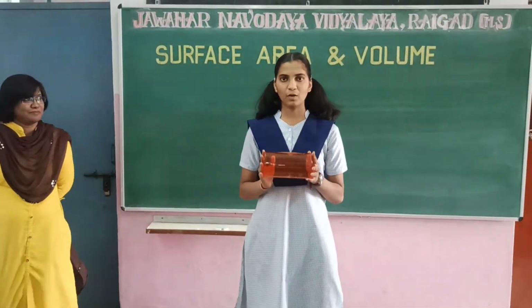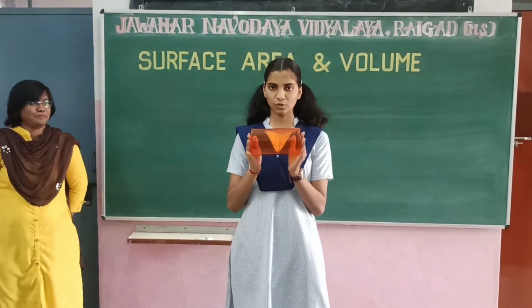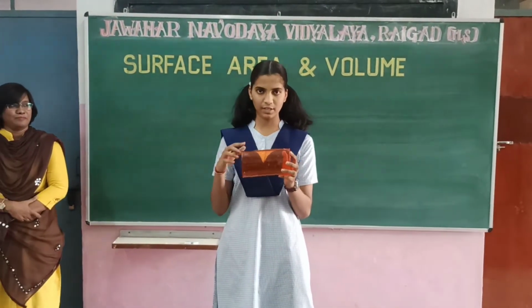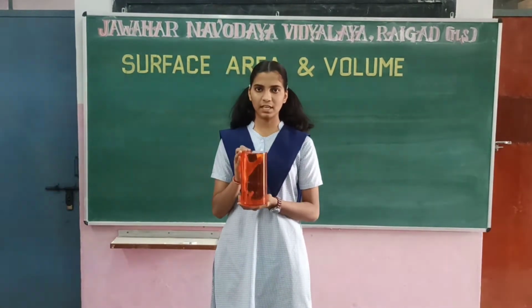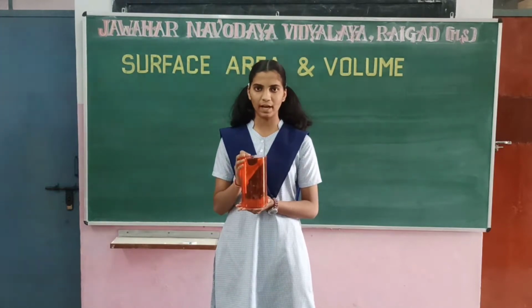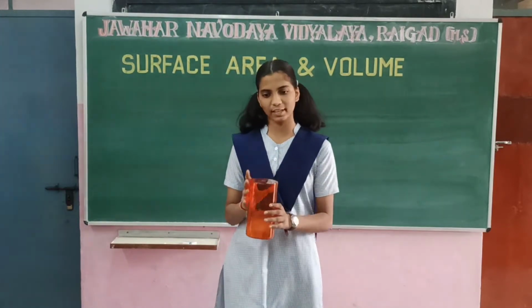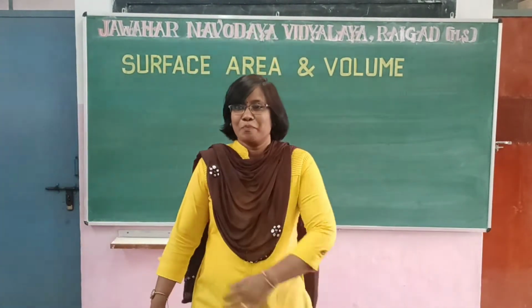I will be telling about a solid figure, the cylinder. This is a cylinder. It has 2 flat circular faces, a curved surface and a perpendicular height edge. The curved surface area of a cylinder is 2 pi r h and its total surface area is 2 pi r into bracket h plus r. Thank you. Fantastic, Megha. Very good.